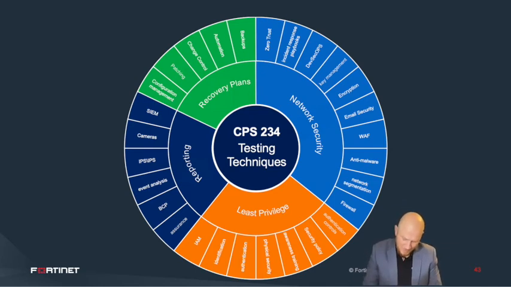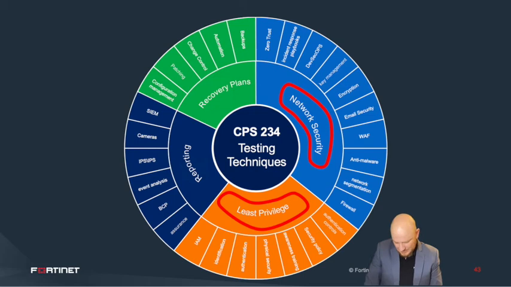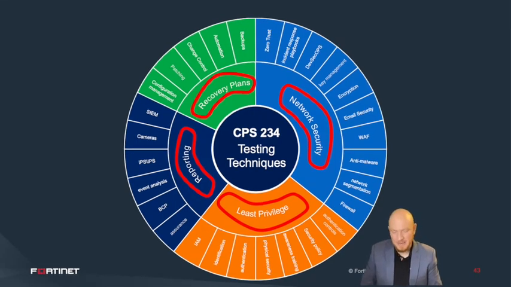A couple of important things here will be around the network security. They will talk about information such as your zero trust. They will talk about your anti-malware. They will talk about network segmentation. They will talk about having your firewall in place. Make sure you've got encryption, all of those things in place. They also talk about least privilege. They talk about reporting, and then also about your recovery plans.